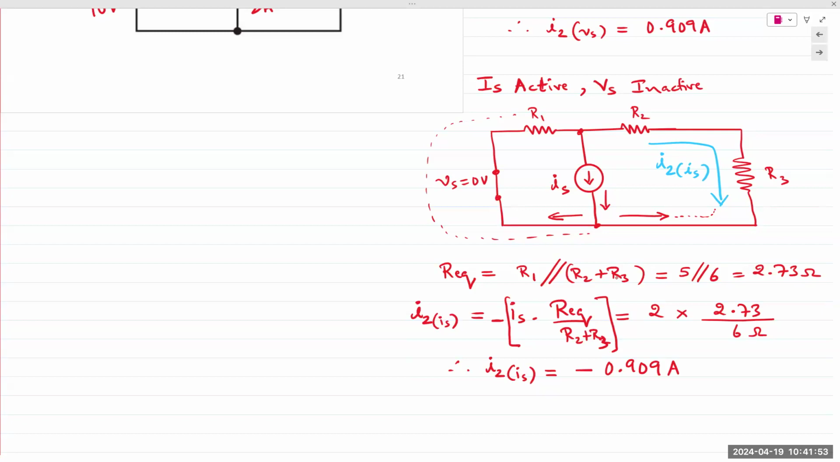So the blue arrow simply indicates if I was measuring the current flowing through R3, my meter would be connected in that direction. That's all it says. The actual current is flowing opposite. So my meter would give me a minus 0.909. Make sense to everyone? Questions?